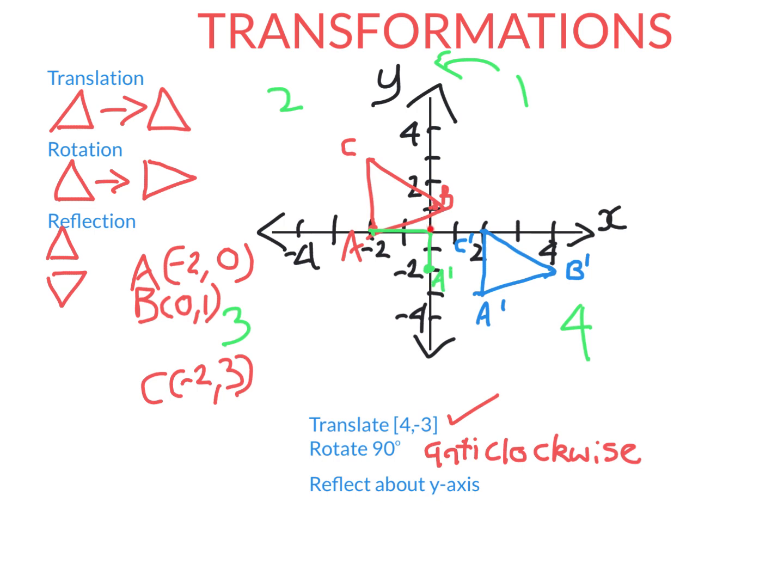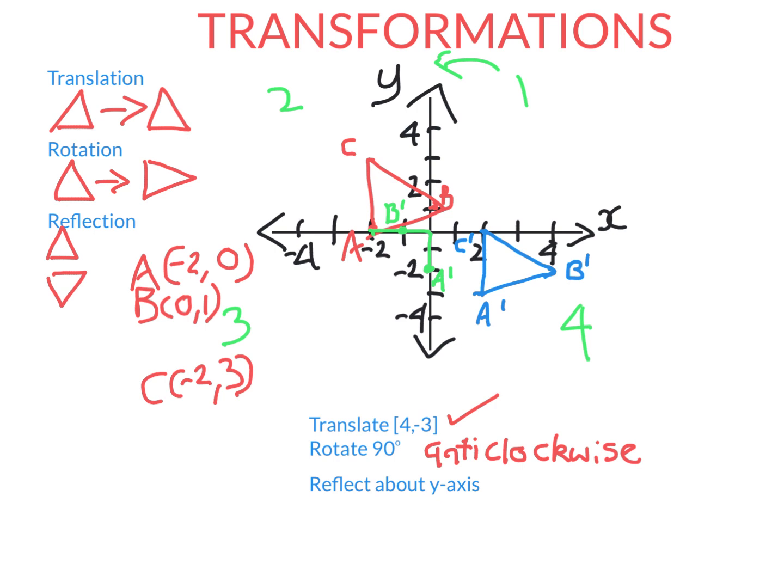Similarly for B, we would draw a line from this point to the center of rotation, to the origin. Now we can either go 90 degrees this way, which would be clockwise, or 90 degrees this way, which would be anti-clockwise. Turns out B is going to end up here, and so I'm going to write B dash. So this is not an easy thing to do and usually requires a protractor, but you might think of a different way that we could do this.